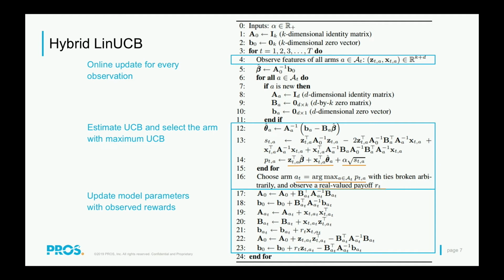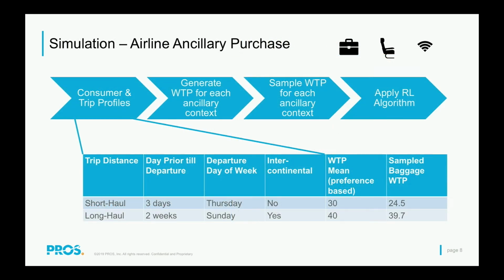In the beginning, we observe the context. We basically give our optimistic choice based on the current model settings. And then after we observe a reward of revenue, we are going to update our models. So you can see this is an iterative process. You need some interaction with the system.